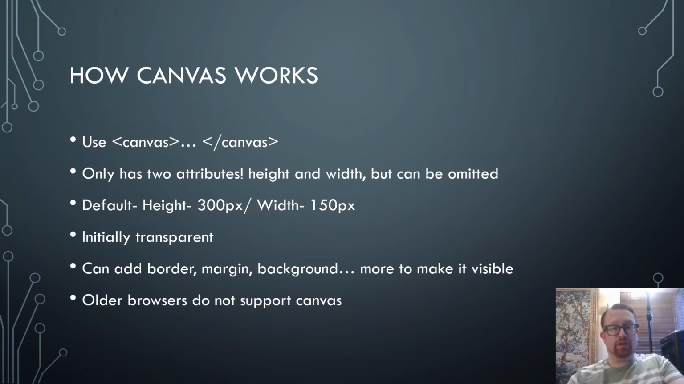So the way Canvas works is you use the Canvas tag. There are only two attributes here, the height and the width, and even those can be omitted. If you do omit those, your default height is 300 pixels and your default width is 150 pixels. It is initially transparent, there's nothing in it, and you can add a border, a margin, a background, and more in order to make it visible.